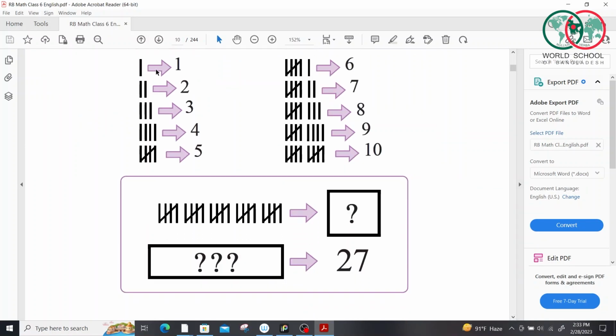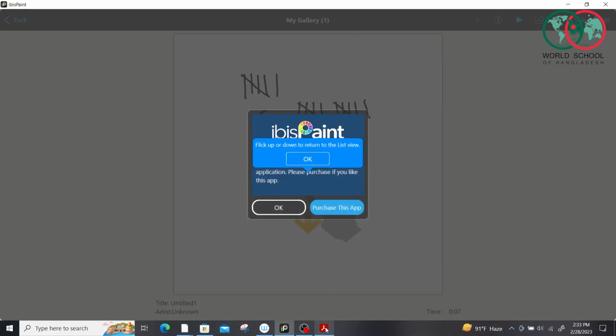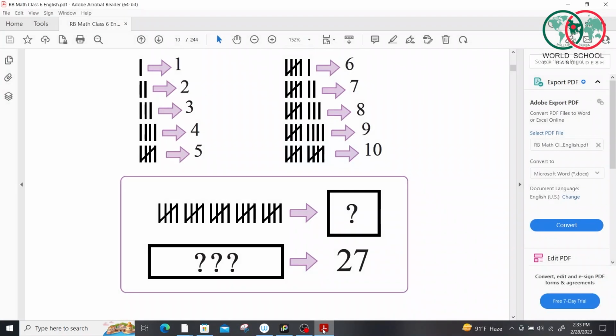So here you can see that to represent 1 we use 1 line, to represent 2 we use 2 lines, to represent 3 we use 3 lines, to represent 4 we use 4 lines, and to represent 5 we use this, like 4 crossed, that counts as 5. That's how we represent everything. So now we can easily tell what this represents.